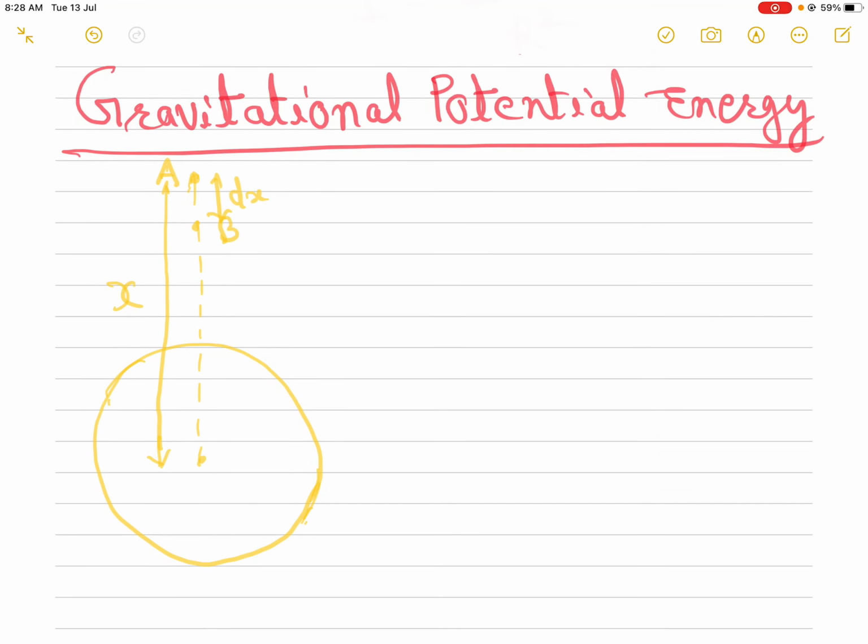In previous videos, we discussed Kepler's law of planetary motion, universal law of gravitation, gravitational field intensity, and in this video, I will explain about gravitational potential energy.